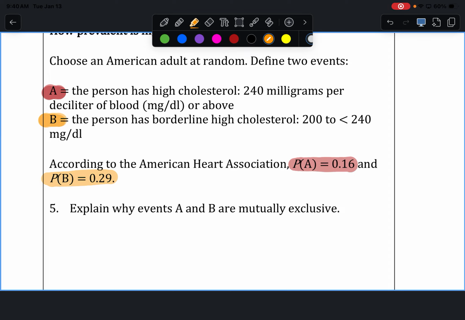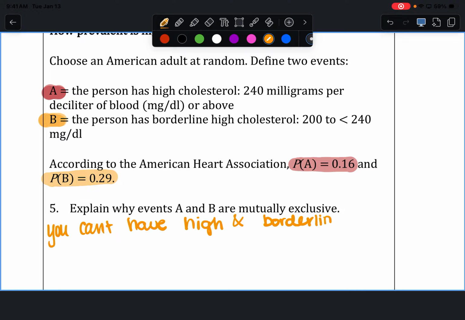Why are those 2 things mutually exclusive? Can they both happen at the same time? Can you have high and borderline at the same time? No. And so that's what we're going to put: you can't have high cholesterol and borderline high at the same time. You're either one or the other.